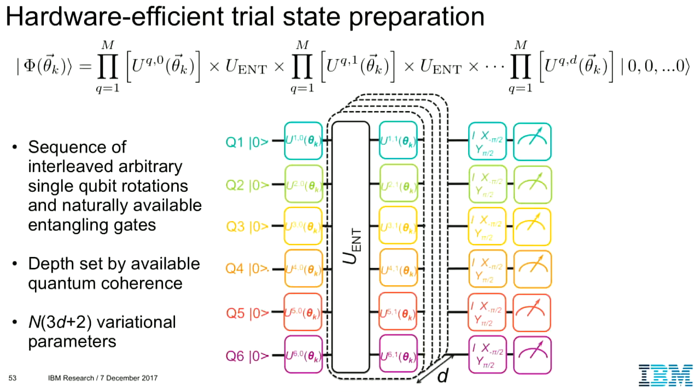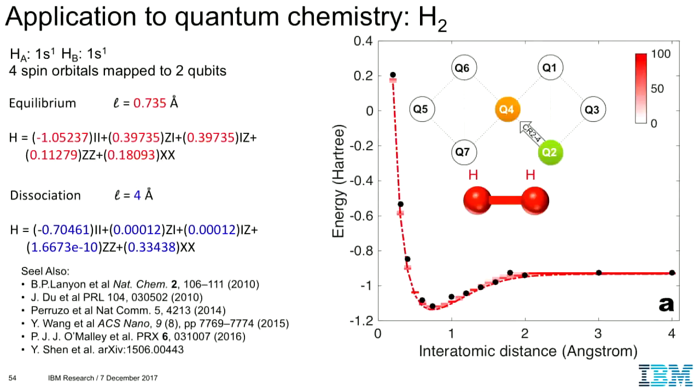And also this depth, that's the number of entangling gates that you apply. You could set that depending on the amount of coherence that you have. So just quickly, for the hydrogen, I'm showing the two different cases with the two different interatomic distances, at equilibrium and dissociation. So depending on that distance, you would have a different Hamiltonian. And these are the Pauli terms that you want to calculate. So we have 5 Pauli terms for the hydrogen.